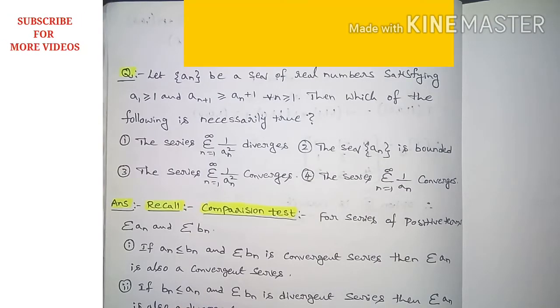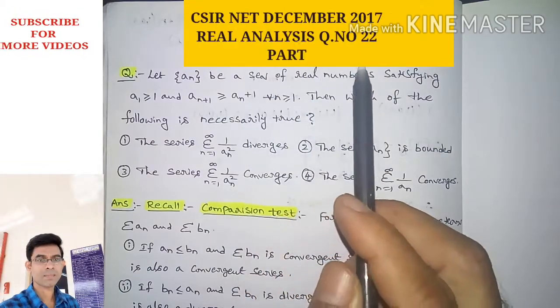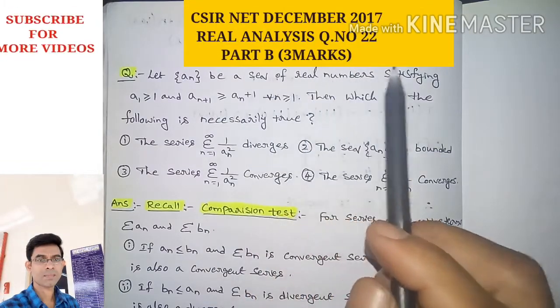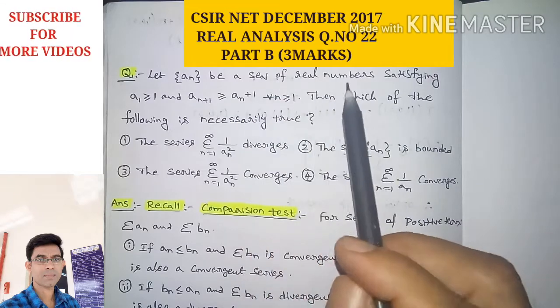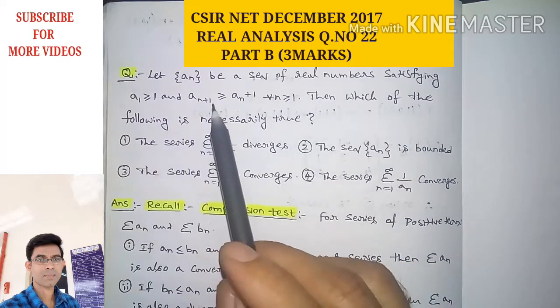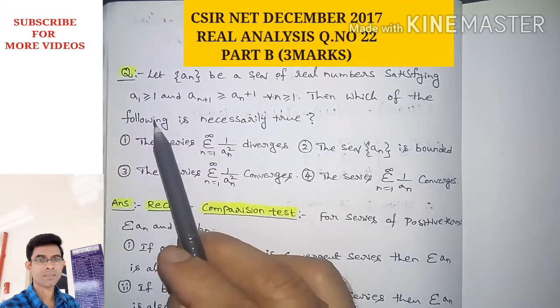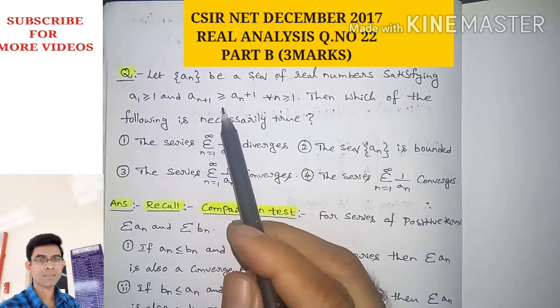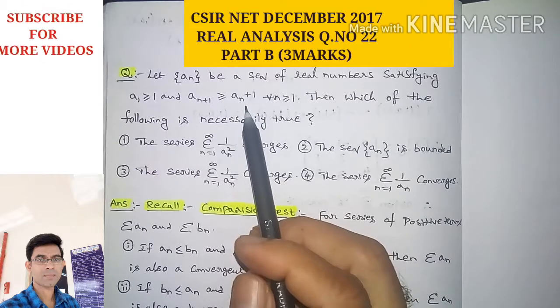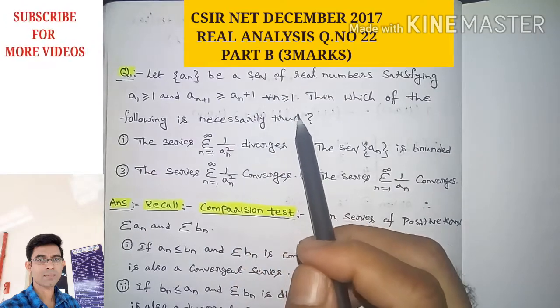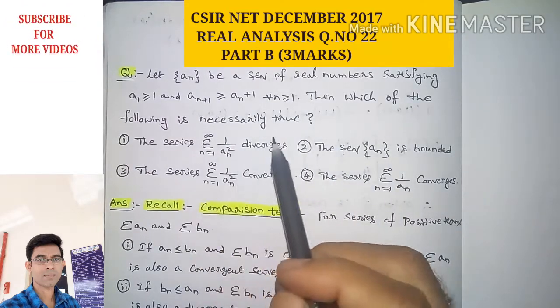Welcome to my channel. In this video, I'm going to discuss CSIR NET December 2017 real analysis question number 22 from part B, 3 marks question. And the question is: let a_n be a sequence of real numbers satisfying a_1 ≥ 1 and a_{n+1} ≥ a_n + 1 for all n ≥ 1. Then, which of the following is necessarily true?